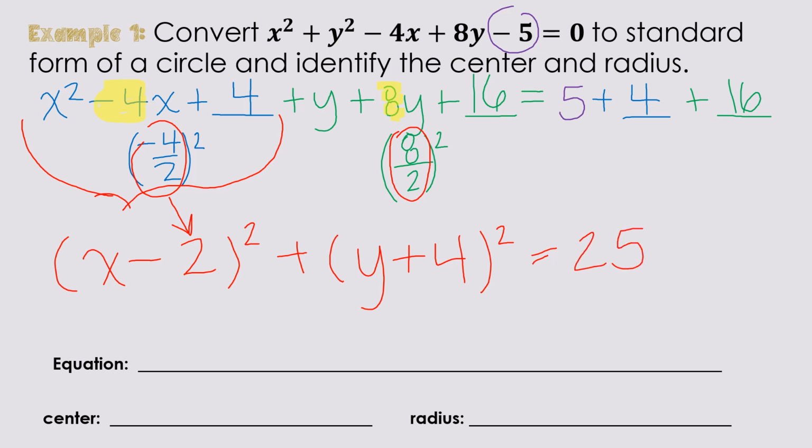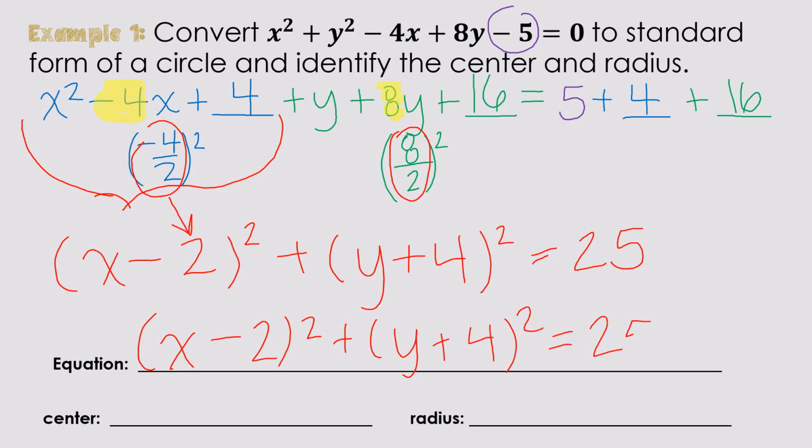And then on the right side, we're going to add 5 and 4 and 16, which is going to be 25. If you look at it at this stage, this is the standard form that we practiced writing the previous day. Now you have everything you need to identify the center and the radius. Our center is going to be the opposite of what it appears. It looks like negative 2, positive 4, but it's actually 2, negative 4. We're looking at the h and the k, but it's got to be the opposite.